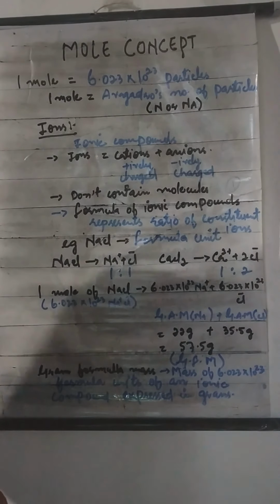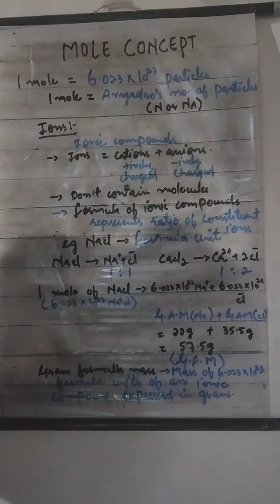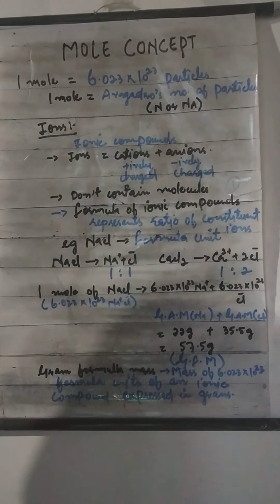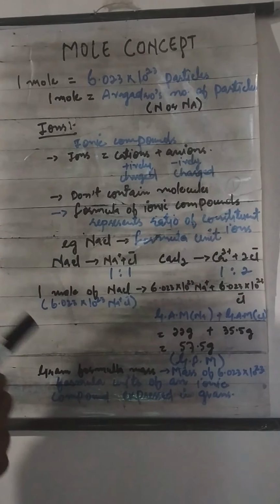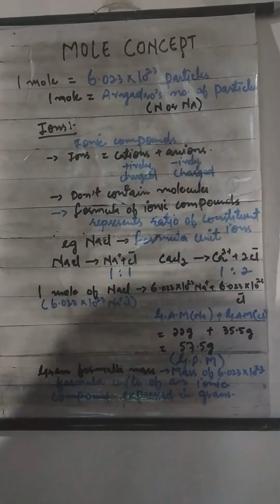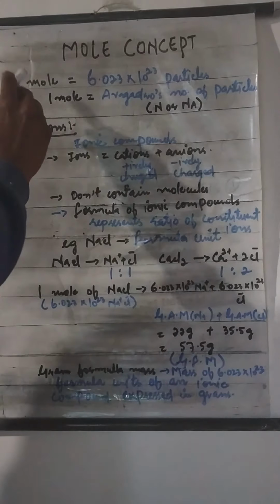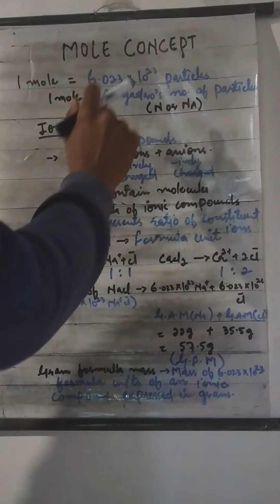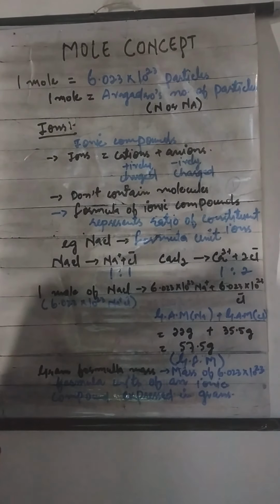We first told you that one mole is equal to the number of atoms in 12 grams of carbon-12 isotope. And then we determined the number of atoms in 12 grams of carbon-12 isotope, which came out to be equal to 6.023 × 10^23 atoms. And then we decided to make this term equal to 1 mole. I have written it here: 1 mole is equal to 6.023 × 10^23 particles.